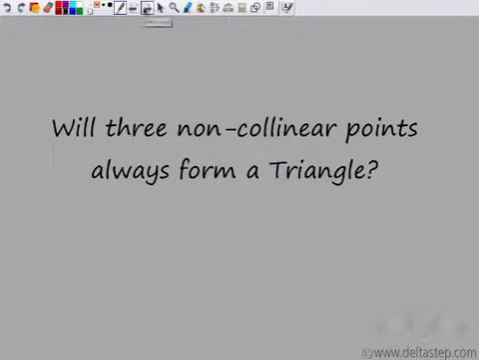I end this with a question: will any three non-collinear points give me a triangle? So we've seen that collinear points do not and non-collinear points do. But will that always be true?